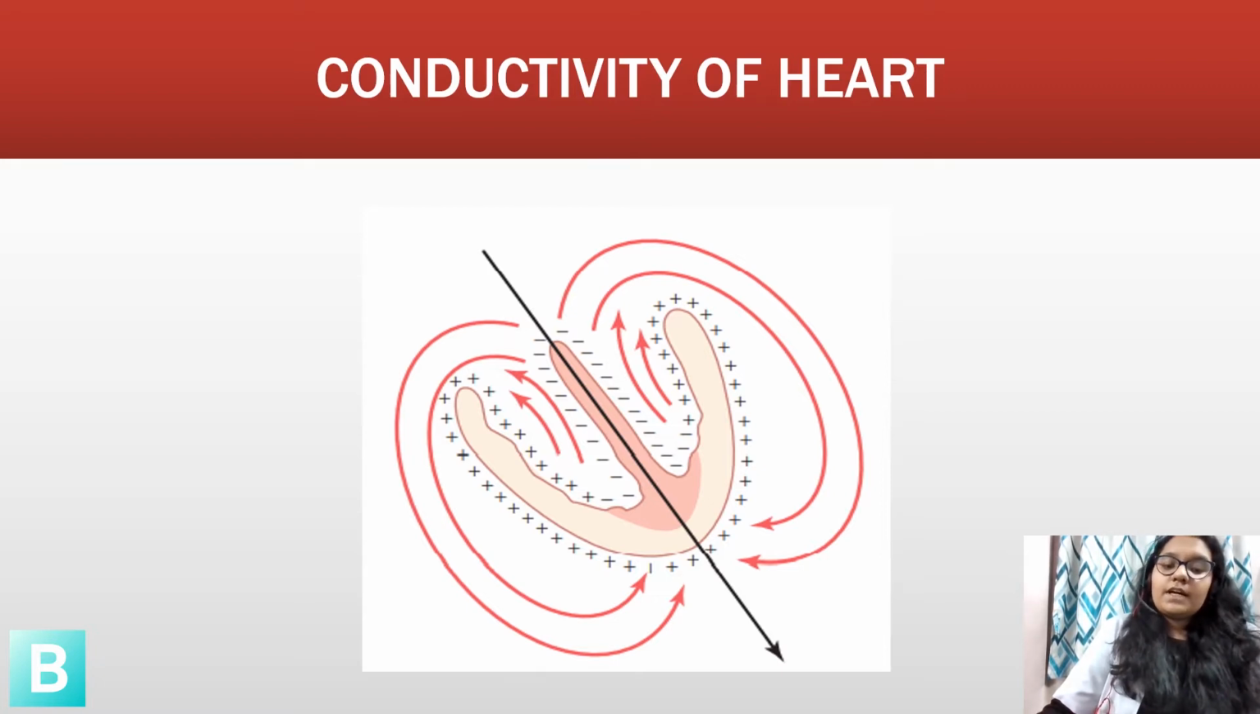The inside of heart is electronegative while the outer walls are electropositive. As soon as impulse arrives, there is depolarization. The flow of current is from negative towards the positive. From the figure, it can be seen that the base of heart is electronegative while the apex is electropositive.